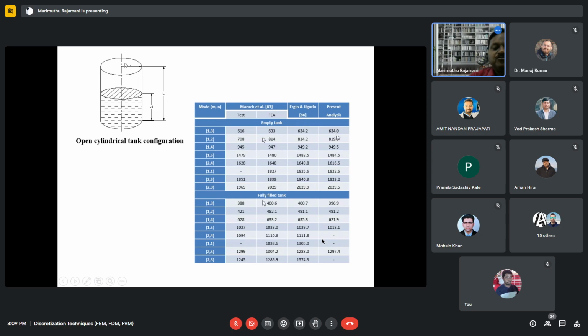And the tank was fully filled. So how the frequencies change, and this 1 3 means 1 along the length and 3 along the circumference. 2 means you will have one mode along the length direction, and then 4 modes along the circumference. That is the meaning. So this is how the mode shapes are represented. So these are all the comparison results for this case.